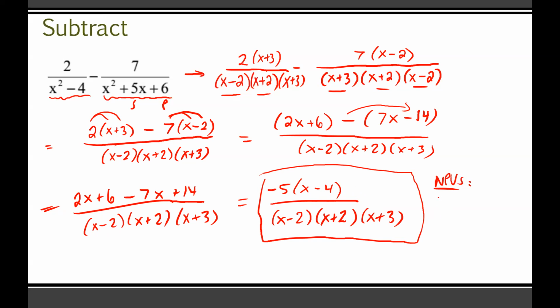This is kind of just our fail-safe to say, hey, it doesn't always work every single time. Our NPVs in this case are going to be x can't equal positive 2. That's because of this guy. That would make this piece equal to 0. As for this x plus 2, that'll be x cannot equal negative 2. And then as for this x plus 3, we have to say x can't equal negative 3.